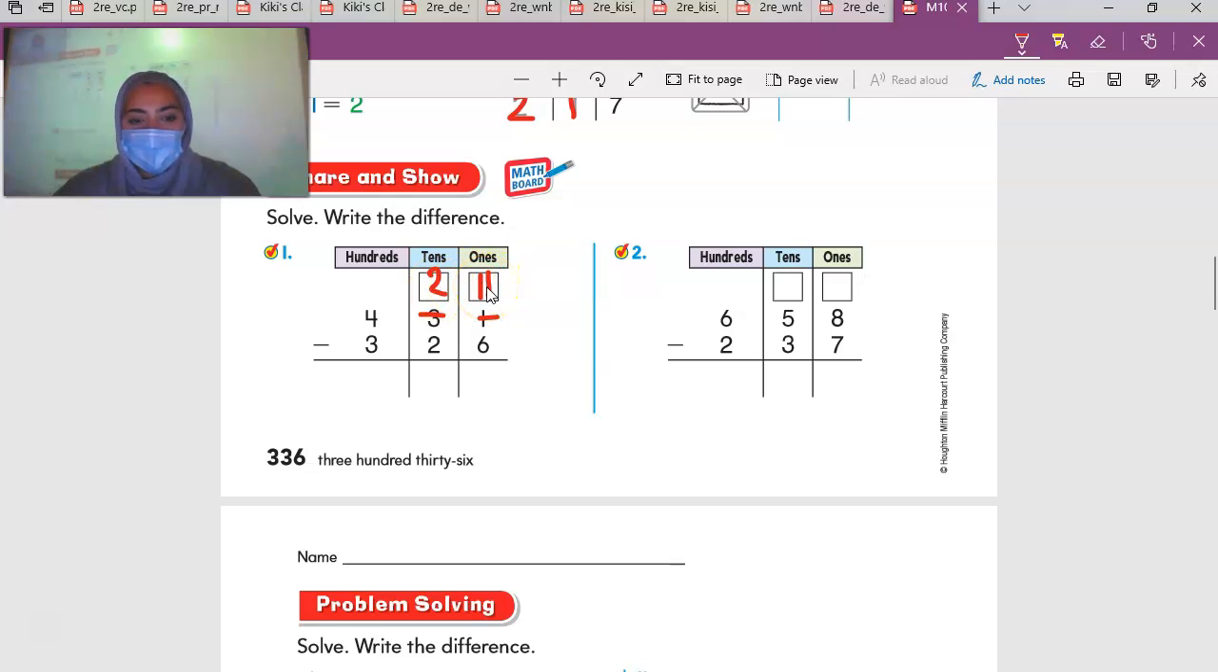Okay? A lot of you guys weren't really understanding that yesterday. I'm not sure why. 11 take away 6 is 5. Very good. 2 take away 2 is 0, and 4 take away 3 is 1. What's your answer? 105.